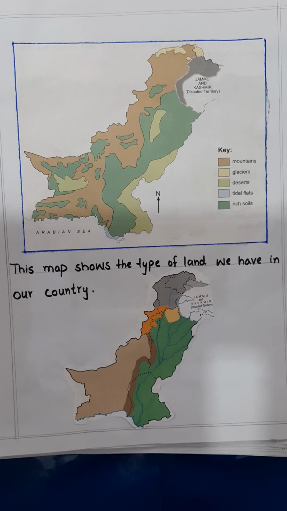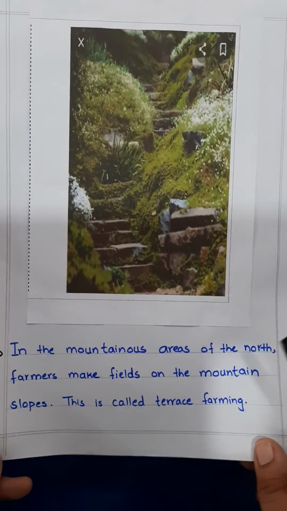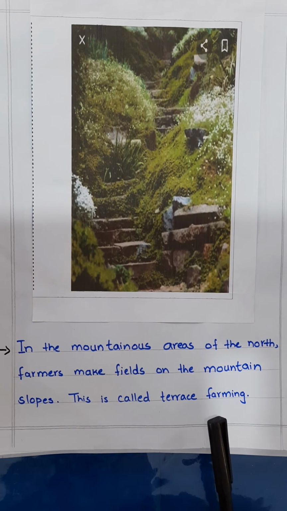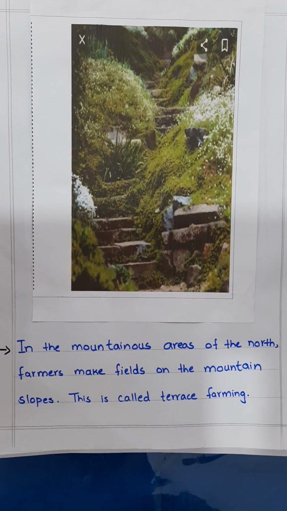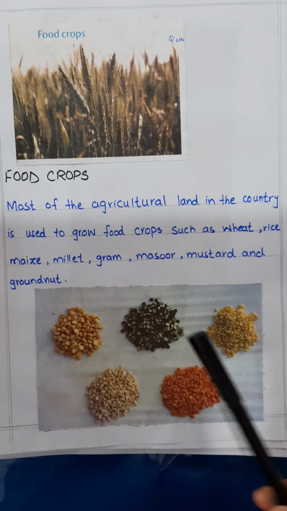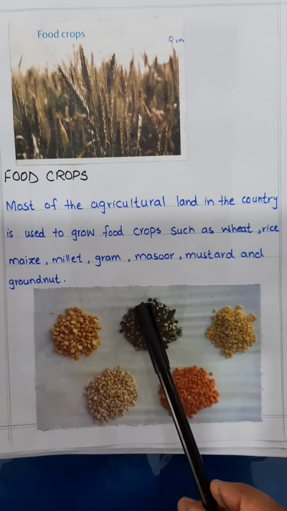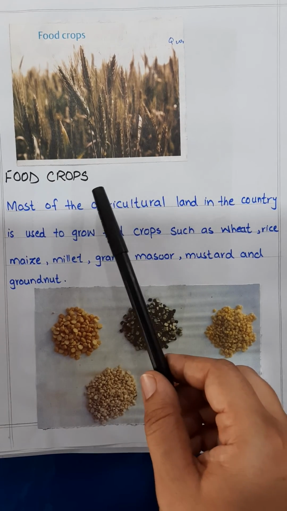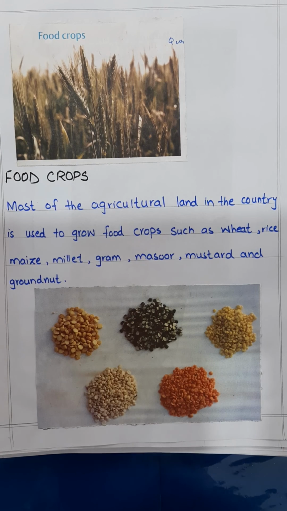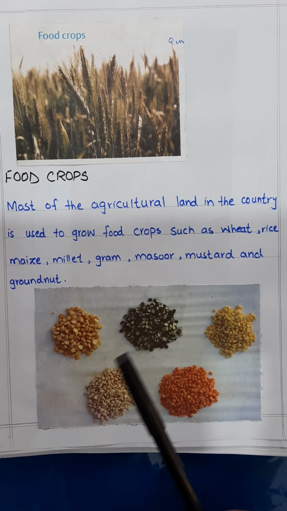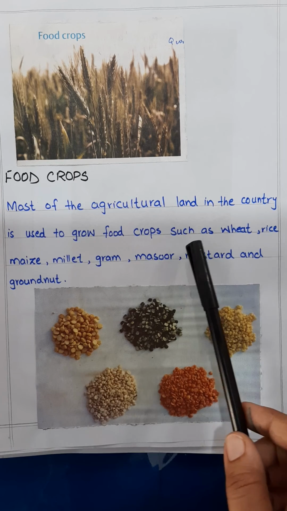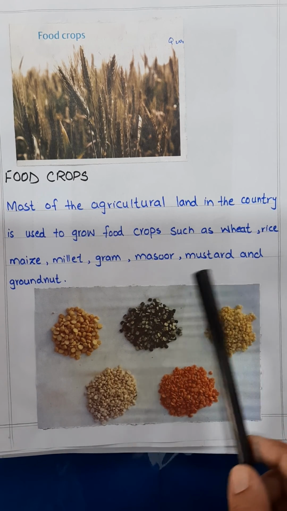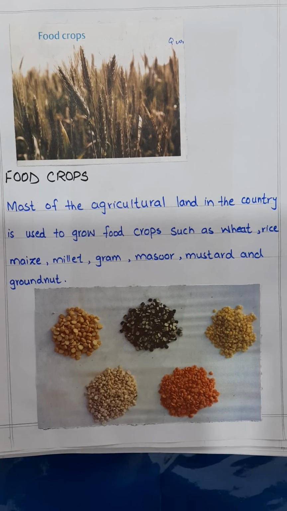In the mountainous areas of the north, farmers make fields on the mountain slopes. This is called terrace farming. Most of the agricultural land in our country is used to grow food crops. There are two types of crops: food crops and cash crops. Food crops are those crops which we grow to feed the community. Which food crops do we have? Like wheat, rice, maize, millet, gram, lentils, mustard and groundnut. These are examples of food crops.